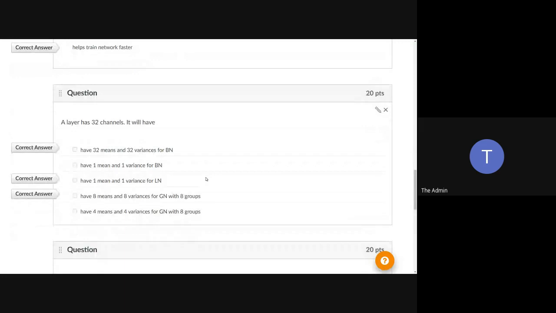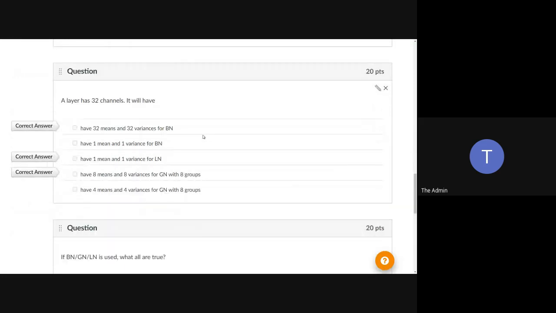Okay, a layer has 32 channels. It will have 32 means and 32 variances for BN, one mean and one variance for BN. Not true. One mean and one variance for layer normalization. Correct? Well, no. Rohan, the number of images, or batch size, is not given. The batch size for this particular problem is not given. So can we conclude on the number of means and variances for LN and GN, because they will require some batch size to be given?